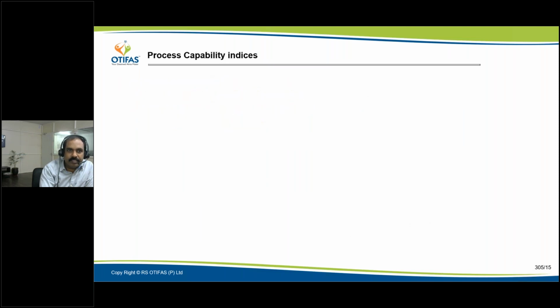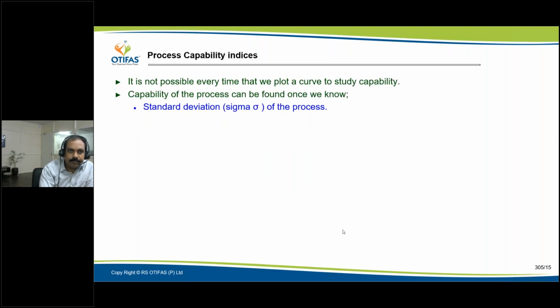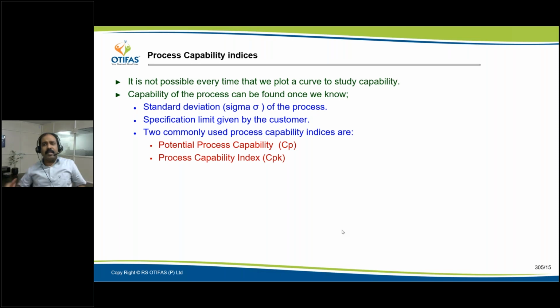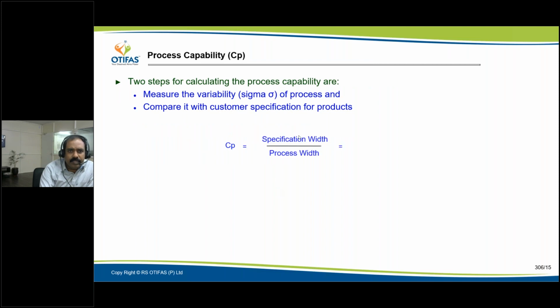Now, process capability study. Every time it's not possible to make a graph and see the things, isn't it? So what will you do? You have an index. How do we calculate the CP value? CP is equal to specification width by process width. What does that mean? USL minus LSL divided by UCL minus LCL. What is UCL minus LCL?